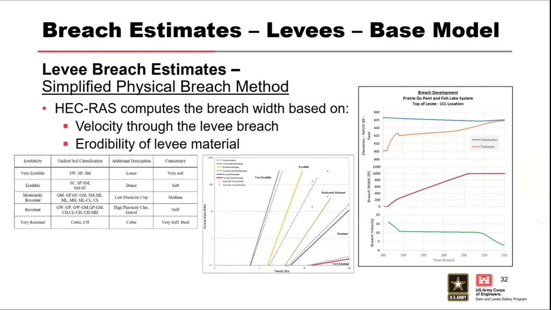What we use is embedded in HEC-RAS. There's a simplified physical breach method, and it uses the velocity of water flowing through the breach and ties that to the widening rate of the breach itself. What you'll see there is that once head has equalized across the levee, when the bathtub fills up, for instance, erosion will shut off. But at the very beginning of the breach, where you have a lot of head, you're going to be eroding faster.